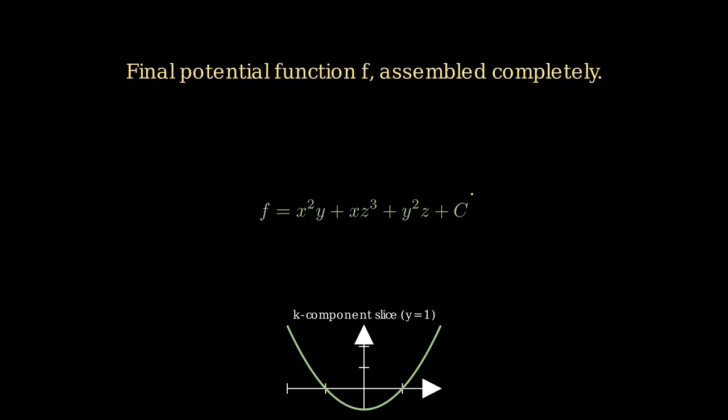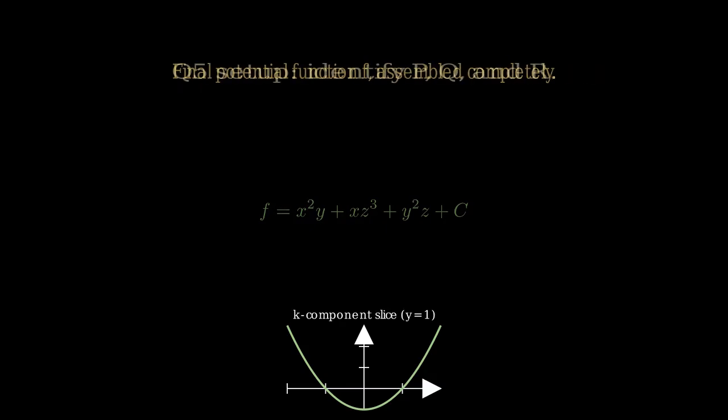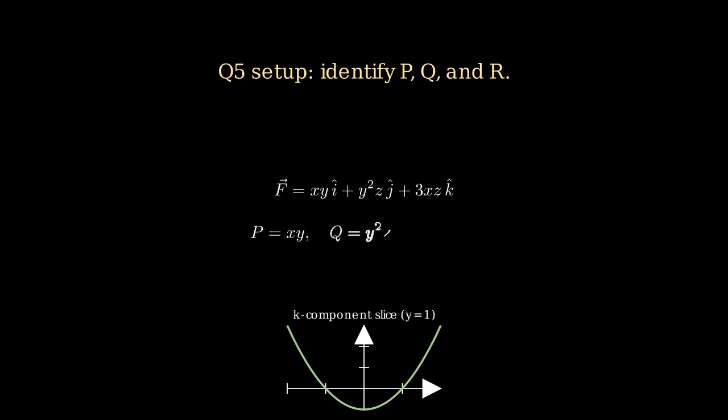Putting it all together, the final potential function is f equals x squared y plus xz cubed plus y squared z, and we could add any constant here too, since constants always vanish under differentiation. Question 5, proving no vector field exists.